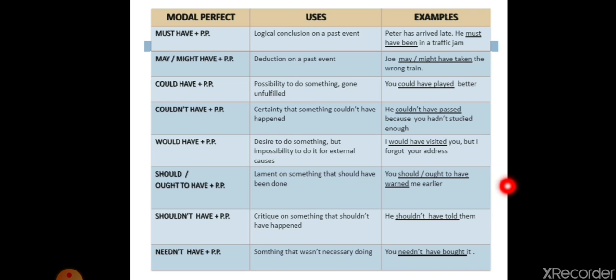Now the last one is needn't have plus past participle. You needn't have bought it. So the use is that it shows something that wasn't necessary to do. Means something that was not necessary to do. Now let us go to the next slide.